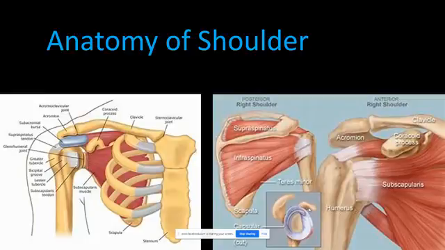So that's just a little bit about the anatomy of the shoulder. As you can see, there's a lot involved. And so as such, there can be a lot of things that can potentially go wrong.